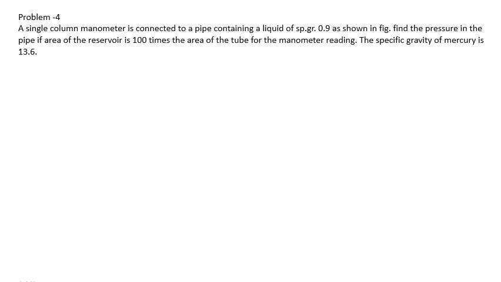Move on to next numerical. Problem number 4. A single column manometer is connected to a pipe containing a liquid of specific gravity 0.9 as shown in figure. Find the pressure in the pipe if area of the reservoir is 100 times the area of the tube for the manometer reading. The specific gravity of mercury is 13.6.